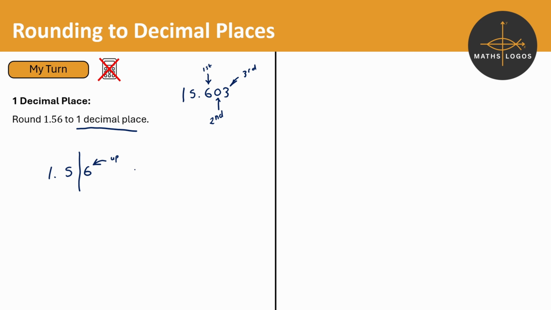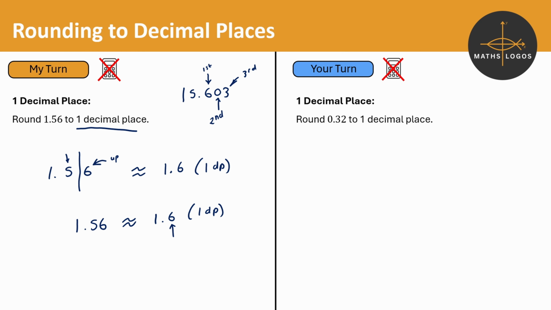So what I can say is that this is approximately equal to 1.6. I've taken this 5 and I've brought it up 1 to 6. It's good to put in brackets what we did. Well, we rounded it to one decimal place. Let me just show you the nice tidy answer. 1.56 is approximately equal to, so it's not equal to 1.6, but it's approximately equal to 1.6 when we round to one decimal place. And as you notice, I've got one decimal place in my answer, so that's right. Pause video, give this one a go, and then we'll have a look at it together.